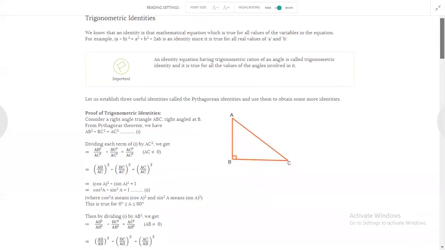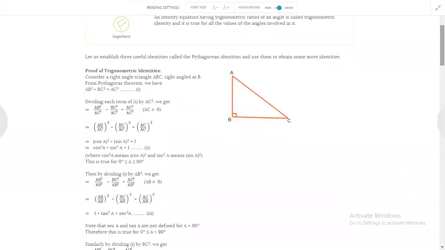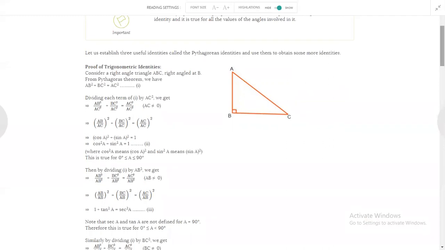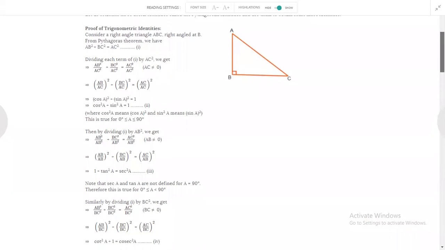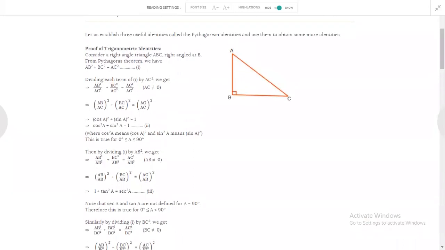Now, which are the trigonometric identities? We have three trigonometric identities. The first one is sine square theta plus cos square theta is equal to 1. The second one is sec square theta is equal to 1 plus tan square theta. And the third one is cosec square theta is equal to 1 plus cot square theta. Now we will see how to remember and how to form these trigonometric identities.